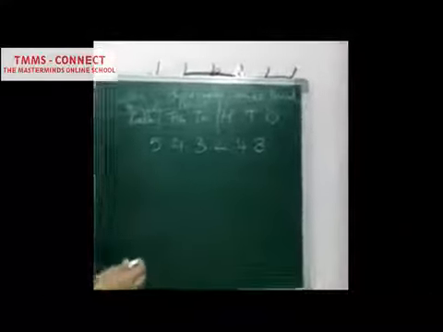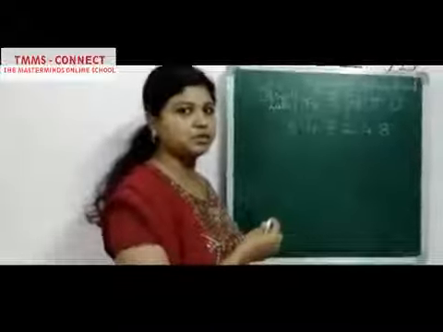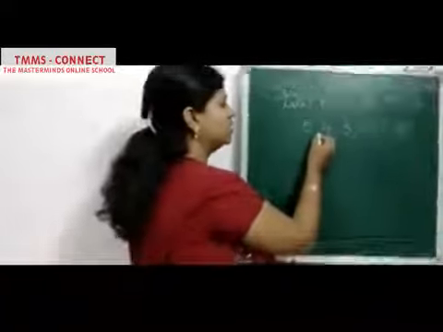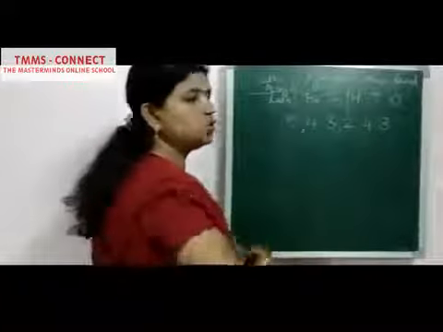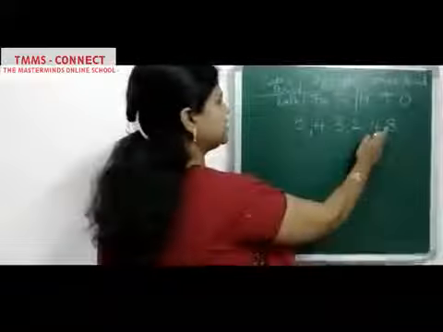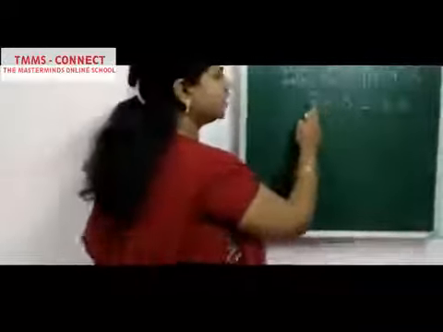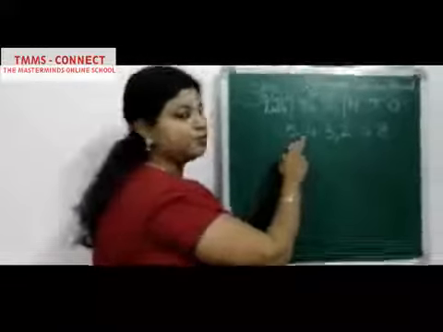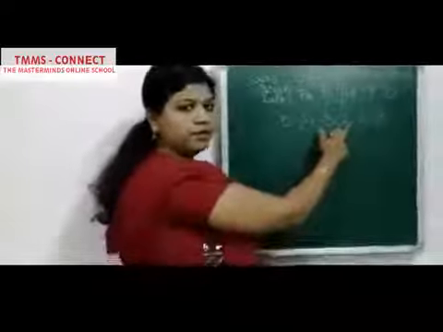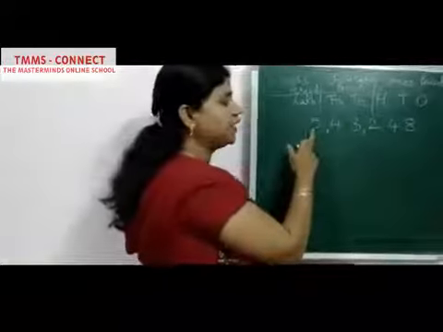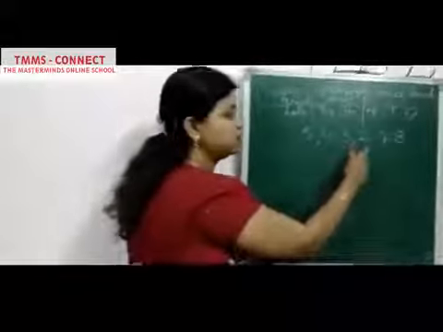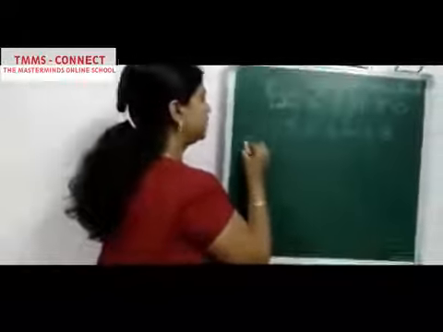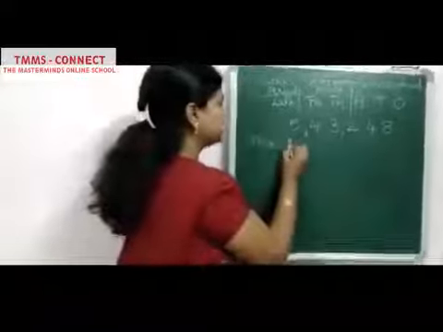Look here. Before reading this number, we'll place the commas. Ones, tens, hundreds, comma, thousand, 10,000. Till here, we'll break this into periods: ones, tens, hundreds, thousand, 10,000, lakh. So we read this number as 5 lakhs 43,248. So we write the number name as 5 lakhs 43,248.